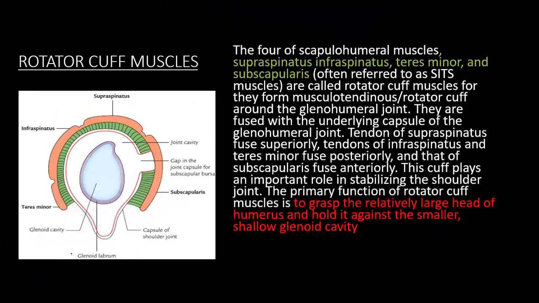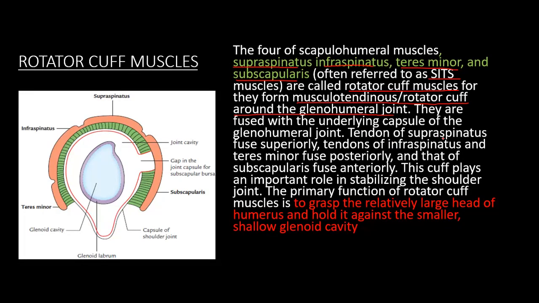Now, rotator cuff muscles. There are 4 of them. They include supraspinatus, infraspinatus, teres minor, not major, and subscapularis. That is supraspinatus, infraspinatus, teres minor, subscapularis. They are called the rotator cuff muscles because they form a musculotendinous cuff around the glenohumeral joint. They are usually fused with the capsule of the glenohumeral joint.